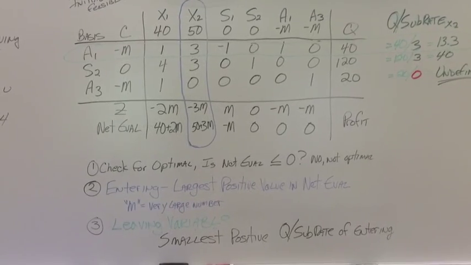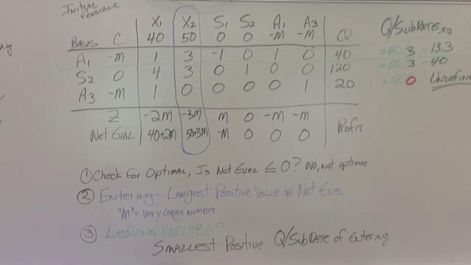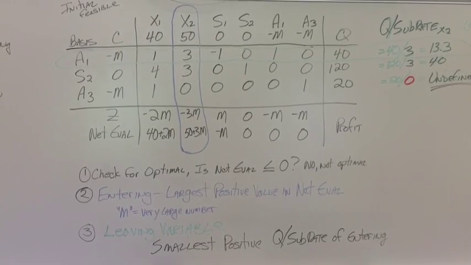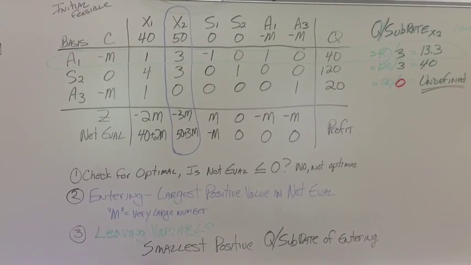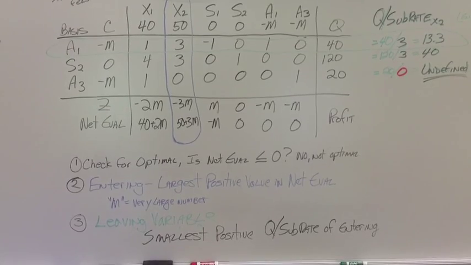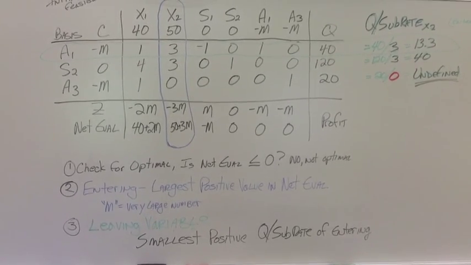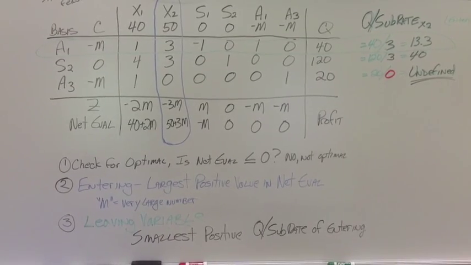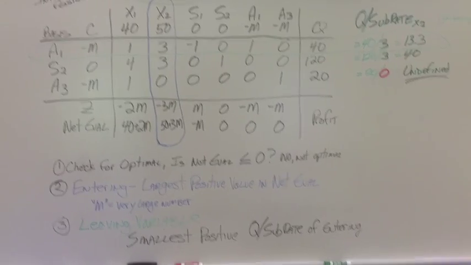We know that we have three constraints, so we can only have three variables in our basis. So if we're going to have x2 enter the basis, we have to figure out which variable is leaving, which one we take out. To find the leaving variable, we take the smallest possible q divided by the subrate of the entering variable.